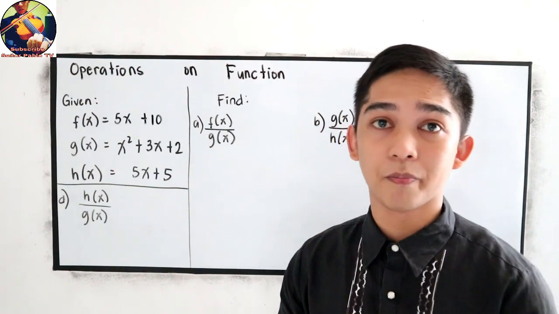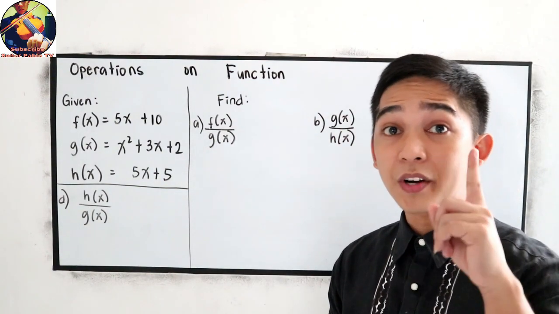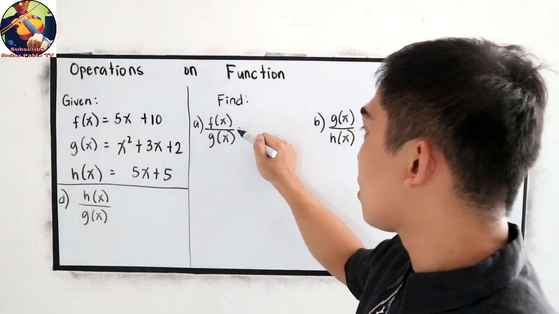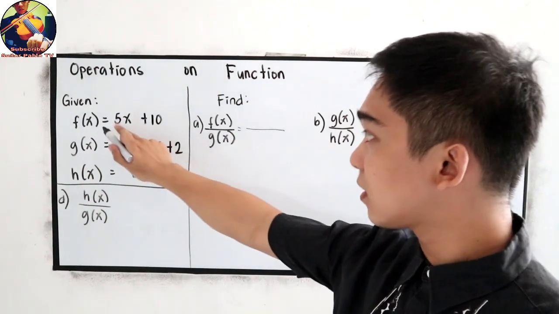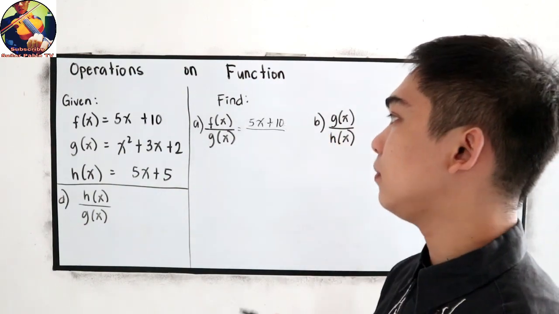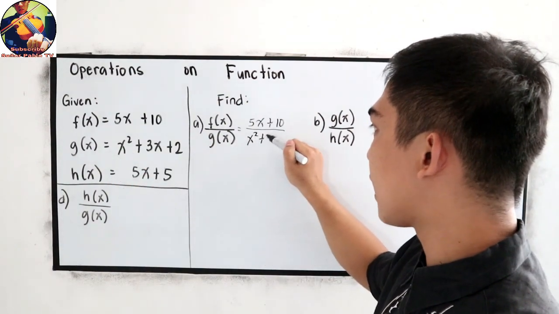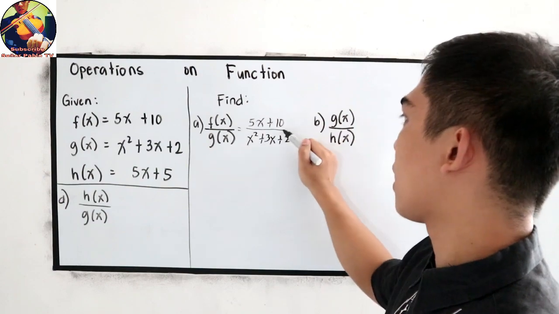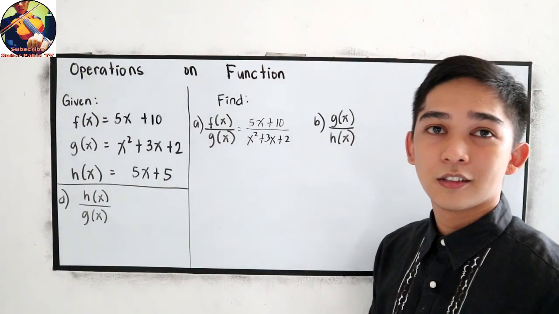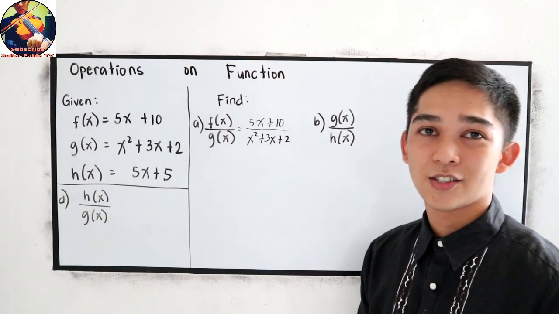So let's start with number 1, f of x over g of x. Our first step, substitute the value of the function. So f of x is 5x plus 10. Now g of x, copy, x squared plus 3x plus 2. So we have a numerator and a denominator. So this is a fraction.